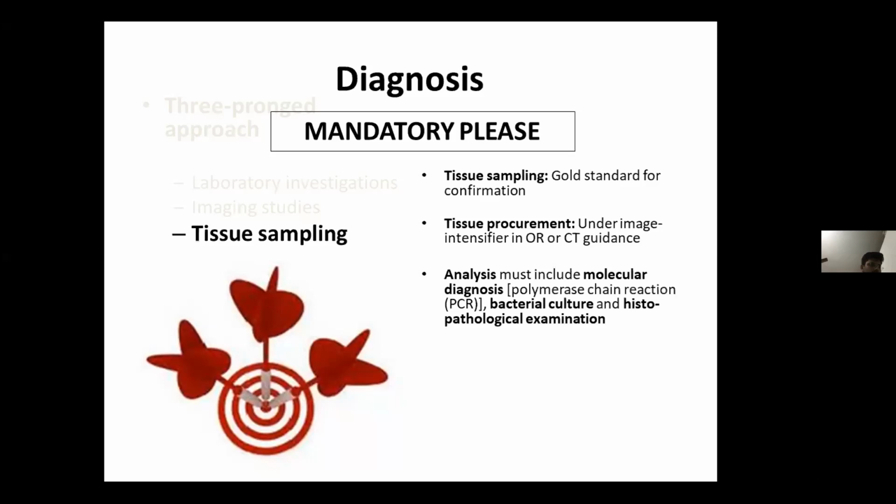And the tissue needs to be sent for three things: one, molecular diagnosis, which is the TB PCR; two, bacterial culture. It should not be just a tubercular culture. We should also get a pyogenic culture, both aerobic and anaerobic, in all these patients; and three, histopathological examination. So all the samples should go for all these three tests.